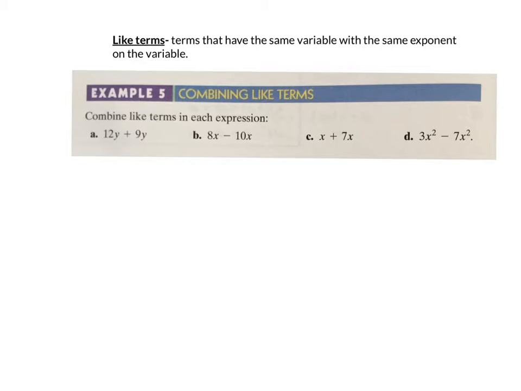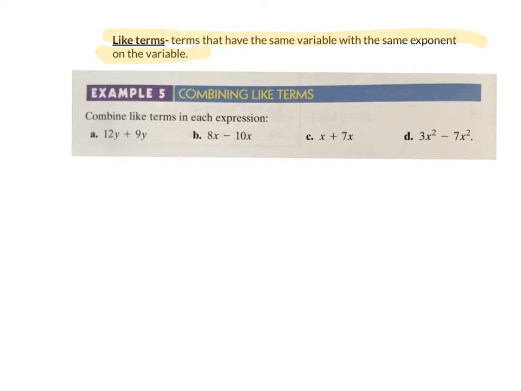On example 5, we are combining like terms, and if you'll see here, like terms means that for you to put like terms together, you have to have the same variable with the same exponent on the variable. So you've got to have the same variable and the same exponent with that variable for them to be like terms.